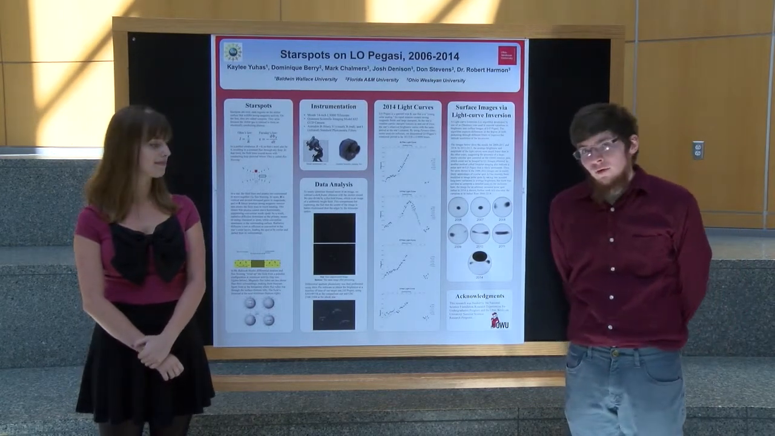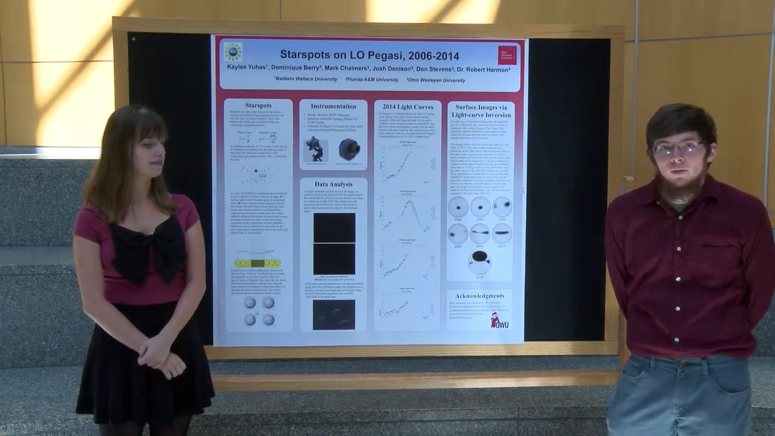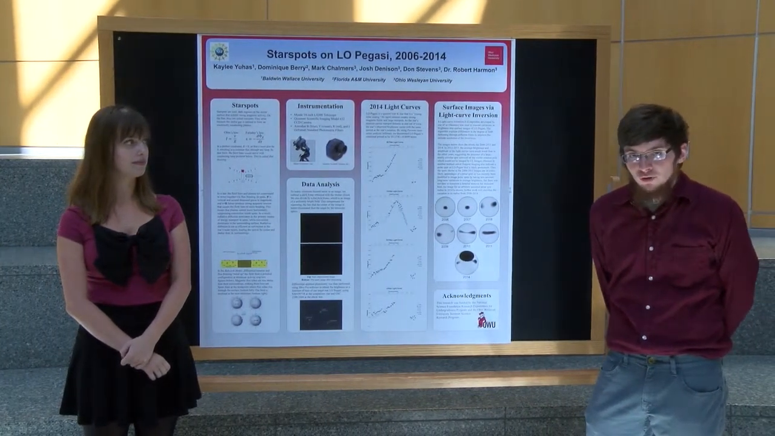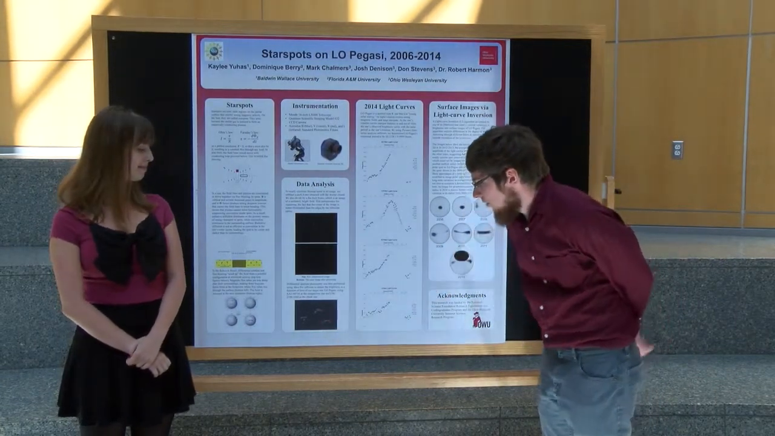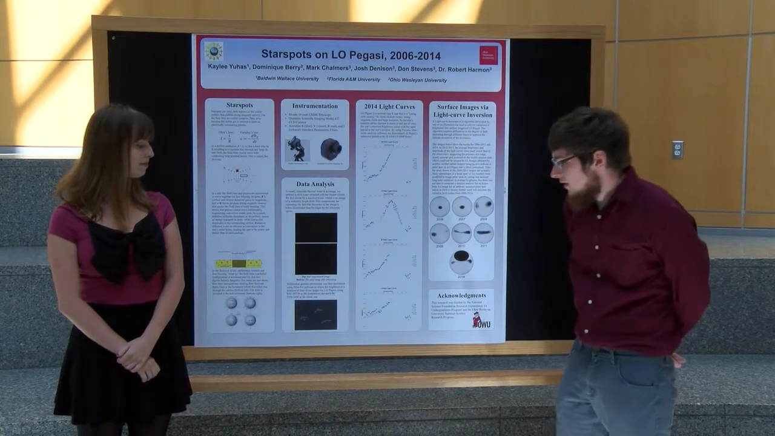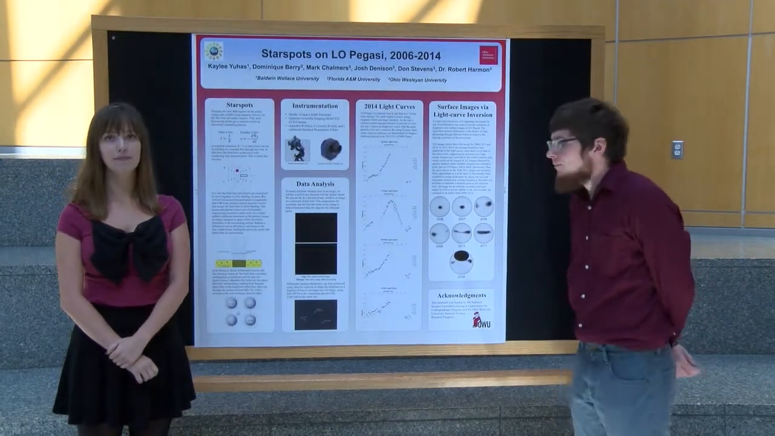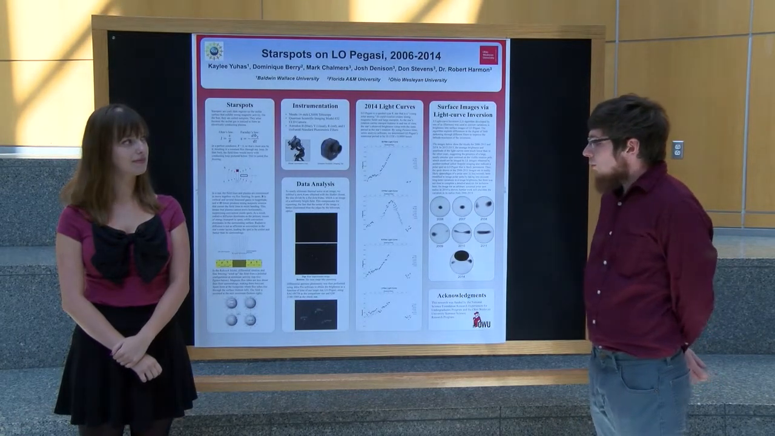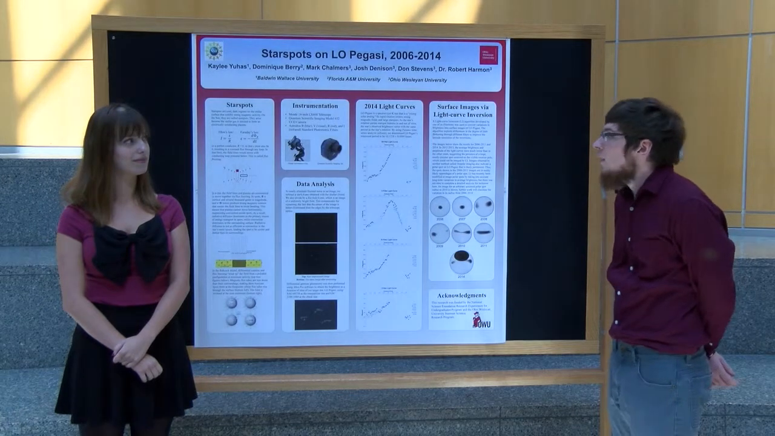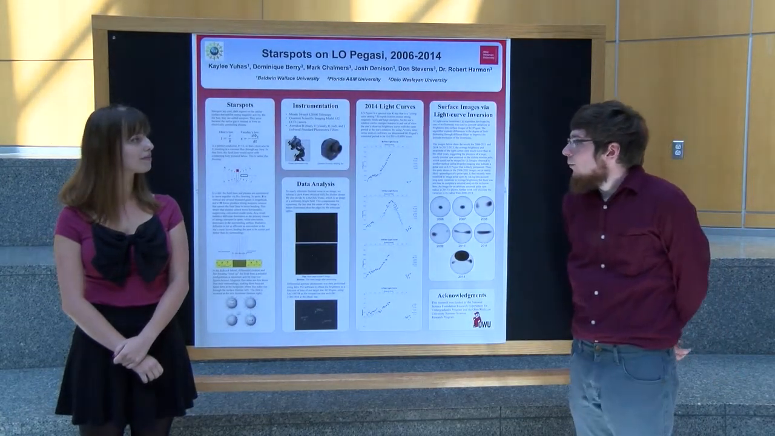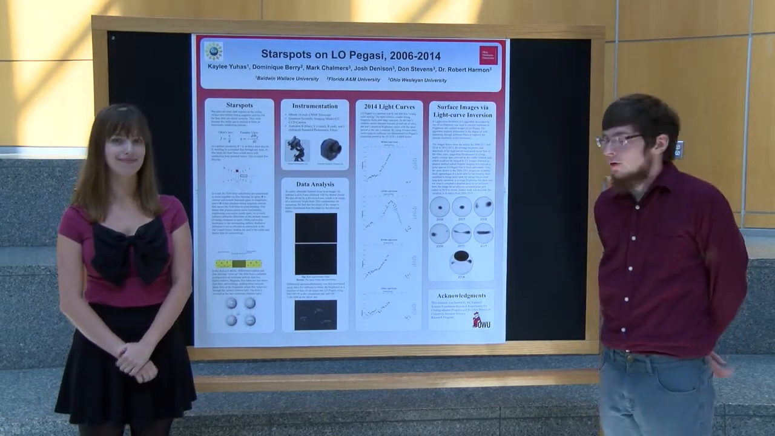So after we have our reduced images and they've been processed, we put them into Mira Pro and do what is called differential aperture photometry. And we have SAO 89758 as our comparison star, and GSC 21881044 as our check star. So then once we have our magnitudes calculated for the brightness of LO Pegasi, we can use a program called Peranso to calculate the period of rotation for the star.